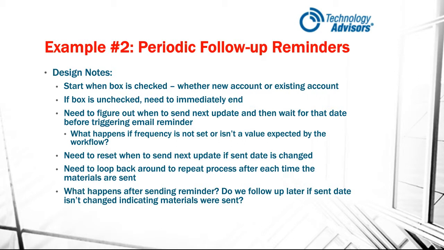This one also needs a way to automatically exit out of the workflow process if someone no longer needs to receive these updates. So if that box gets unchecked, we're going to need a mechanism in our workflow process to immediately stop the process and not make any future reminders to send them updates. We'll need to figure out when to send the next reminder, and then we'll have to wait for that date, that time, before we send an email reminder that it's time to send the next update.